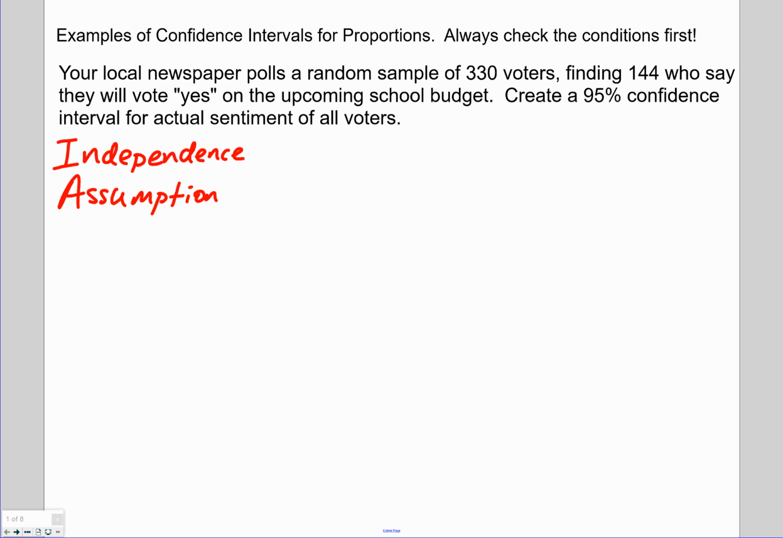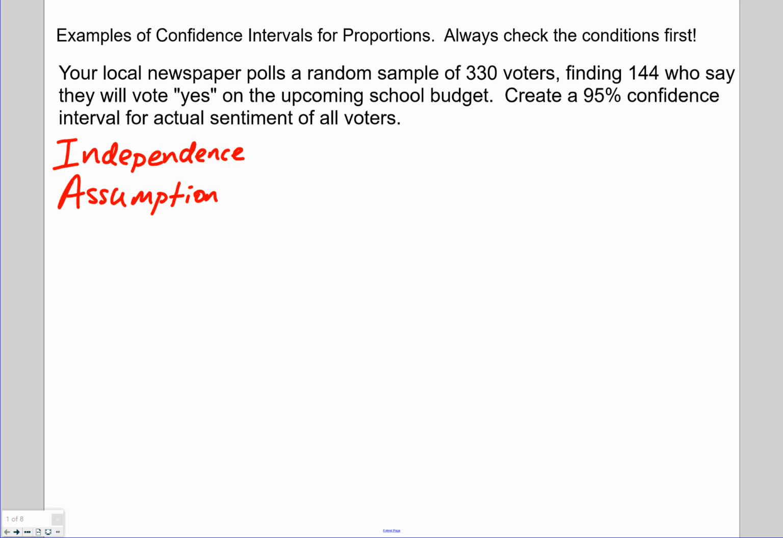Now, do we know if that's true or not? What if they just asked 330 voters that lived in the exact same neighborhood? Or what if the 330 voters were all from the same work office, like a big company? We don't know. We think that's okay, but we don't know. So what do we check to make us feel confident that we're making a correct assumption here? We check the randomization condition.